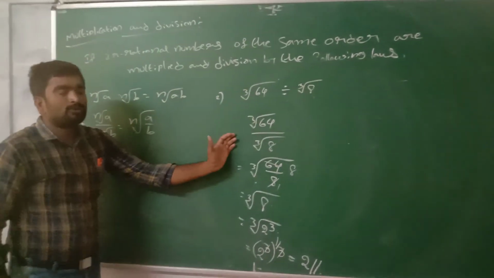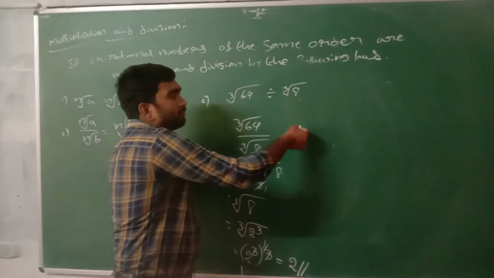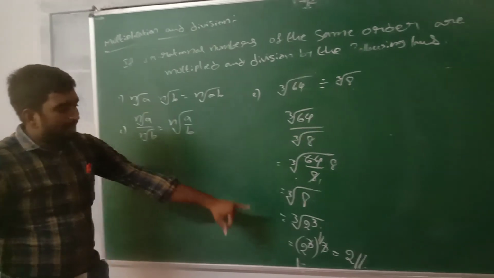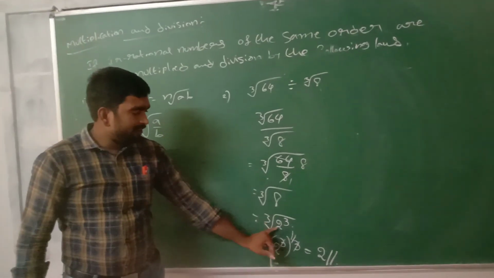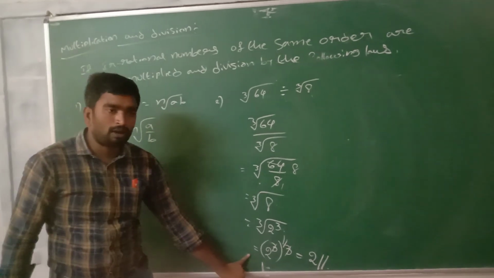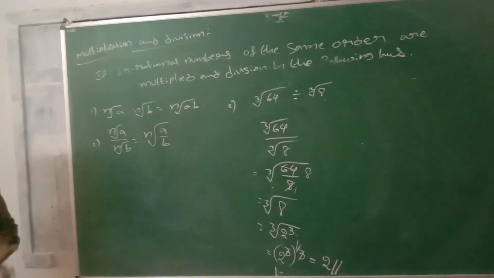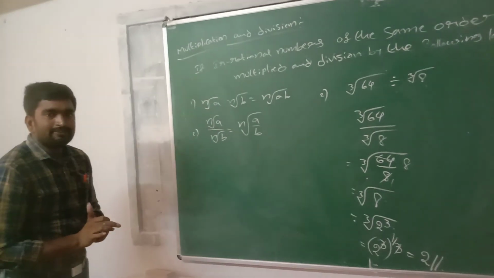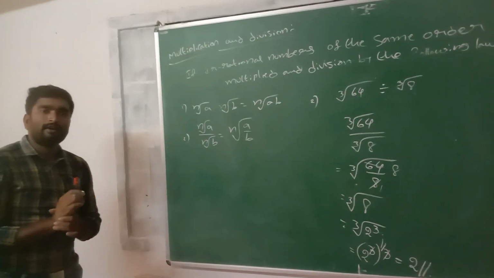So by using these two laws, one is nth root a divided by nth root b is equal to nth root of a by b, and finally nth root of a power n is equal to a. So two laws are used in this problem. Additions, subtractions, multiplications and divisions of irrational numbers.